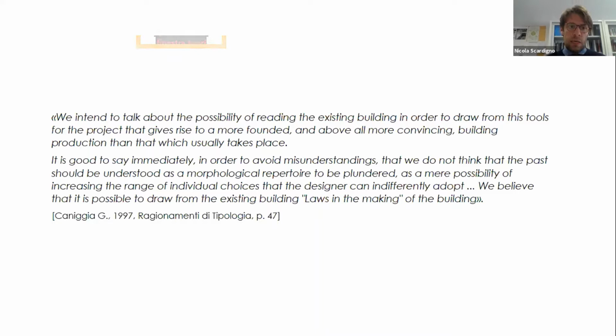We intend to talk about the possibility of reading the existing building in order to draw from these thoughts for the project, giving rise to a more founded and above all more convincing building production than that which usually takes place. It is good to say immediately, says Caniggia, in order to avoid misunderstanding, that we do not think that the past should be understood as a morphological repertory to be plundered, as a mere possibility of increasing the range of individual choices that the designer can indifferently adopt. We believe that it is possible to draw from the existing building, learning the making of the building.